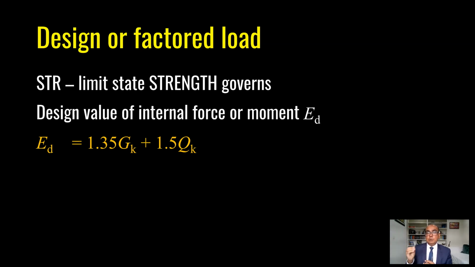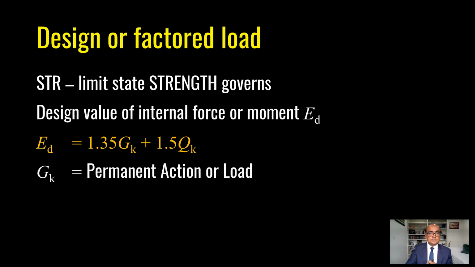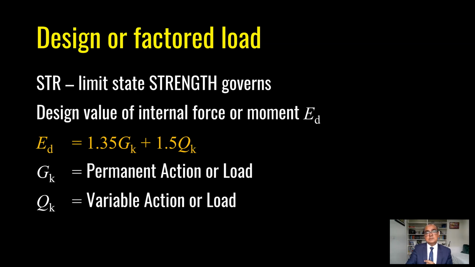The reason we have a larger factor for variable action is that variable actions are difficult to estimate, so there could be mistakes in estimates. That's the reason we have more factor in variable action. GK is permanent action, as I already mentioned. QK is characteristic variable action. So when we are designing the structure, we will always multiply these factors if we are checking its strength. But if we are checking its deflection, then the load has to be unfactored.